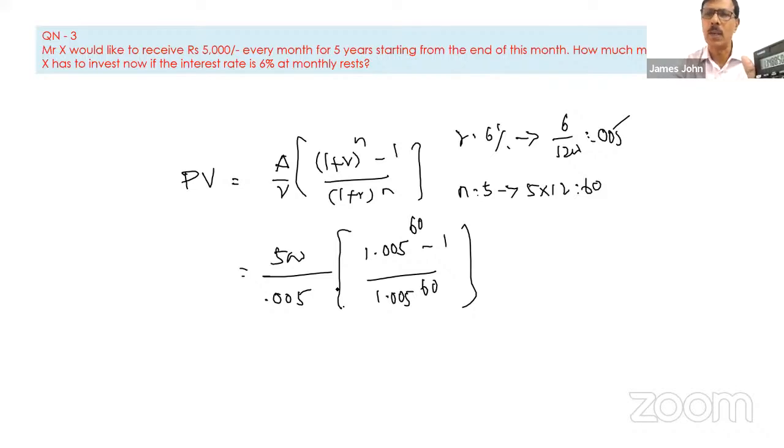How much did you get? 1.3488. Yes, it is 1.348. Suppose you want the 84th power. Then you have to keep on tapping until you get 85 on the top. Is it clear?